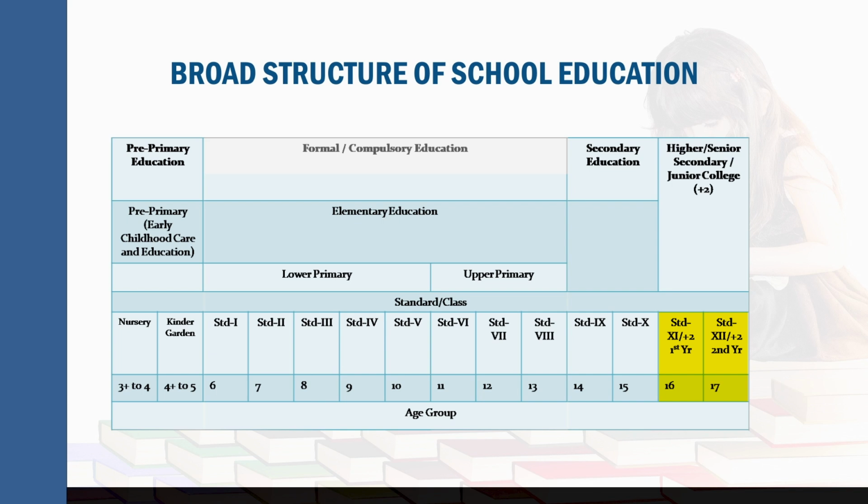There is a separate board in different states, and CBSE and ICSE as well, for higher secondary education. It includes class 11th, also called plus 2 first year, and class 12, also called plus 2 second year. Age appropriation is: at the age of 16 students take admission in class 11th, and at 17 plus they take admission in class 12. So friends, this is the broad structure of school education presently practiced across the country.